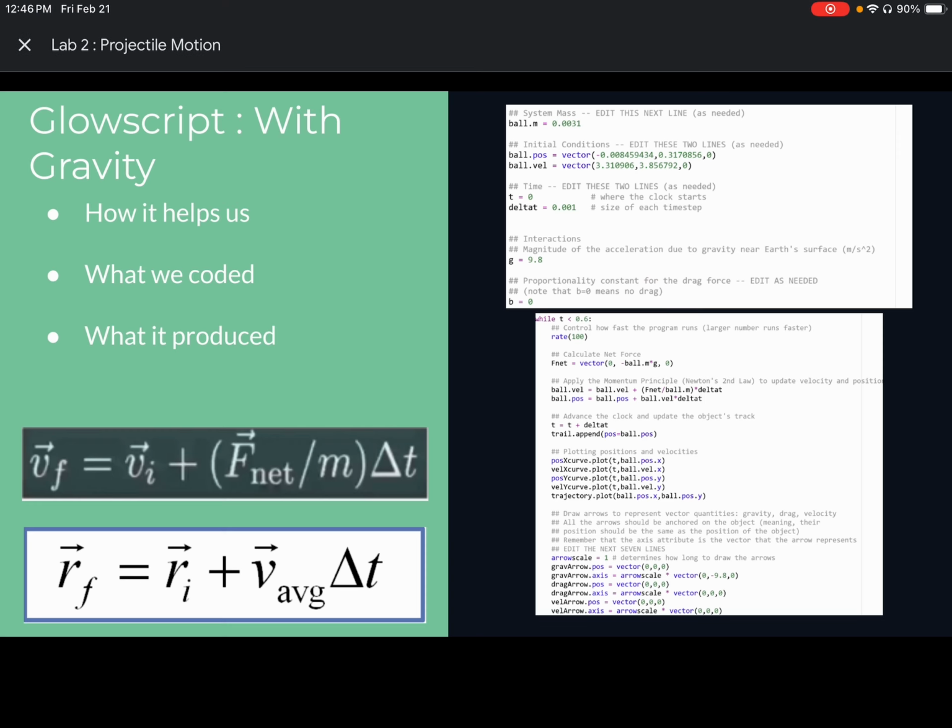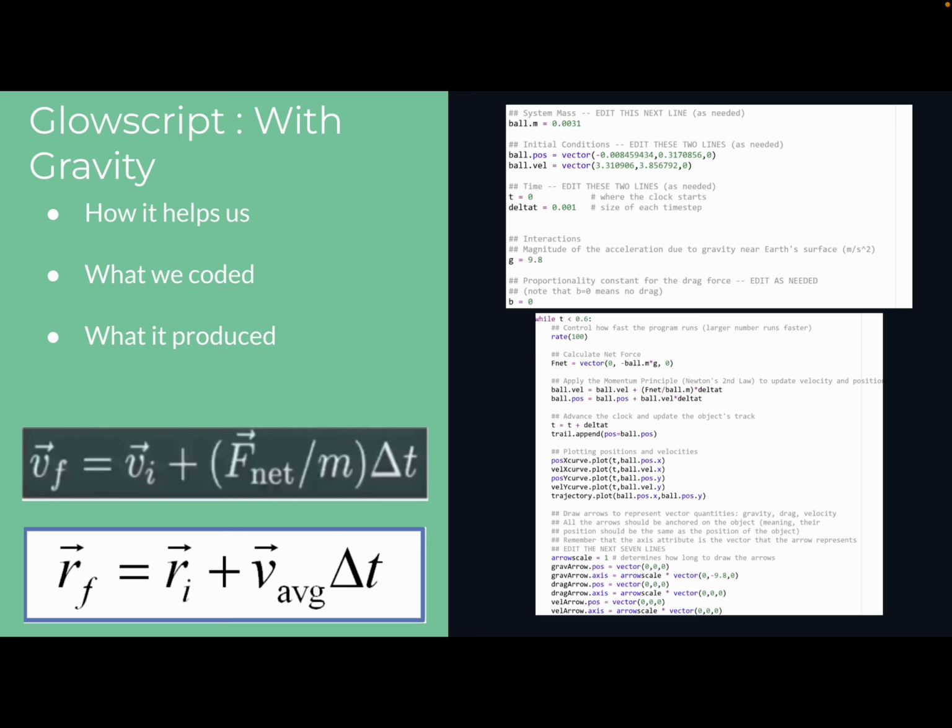We replicated that data using GlowScript, which makes it very easy to replicate the experiment. We put in the mass of the paper ball and the initial conditions of the ball, which were the initial position and the initial velocity. We then put in the gravity, and we put in, as you can see, B equals 0 for this experiment because we are not using drag force.